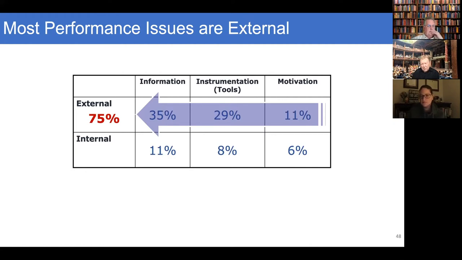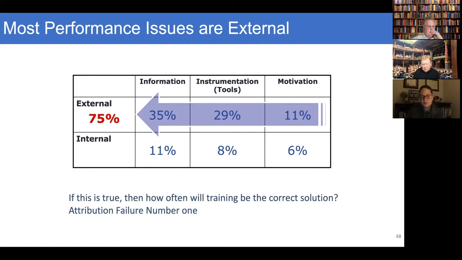If this is true, and we've seen a lot of people now with some data to say it basically follows the same framework, then we're going to be wrong a lot of the time if we only focus on one of these areas. So we only focus 11% of the time. There's also another really interesting factor here, and it's called attribution failure number one. If you want to Google that, you'll see what that is about. But attribution failure number one is that as people go out and they see something wrong in the system, the first thing they think is there's something wrong with the people.